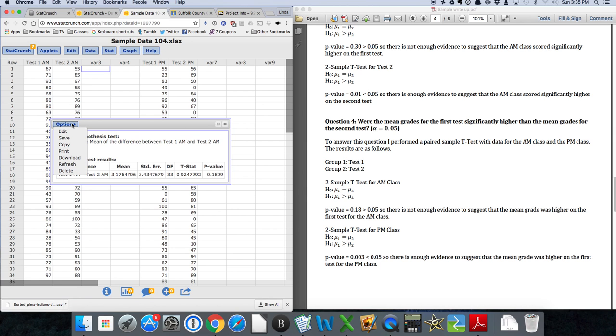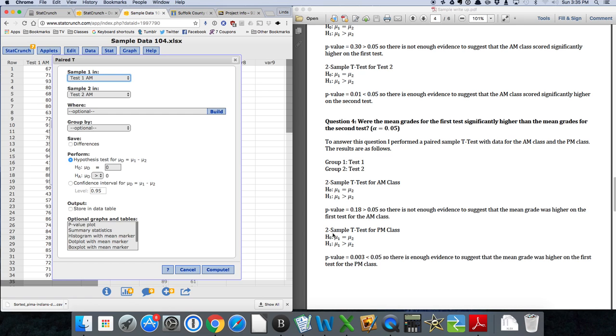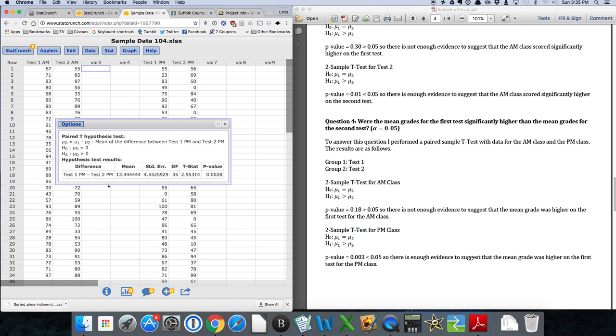Alright. Now I want to do the same test for the PM class, so again I set up my hypotheses, and I'm going to switch this now over to the PM class. Everything else remains the same. That's one of the advantages to just going back and editing. Hit compute, and again everything else here is right. So my p-value is 0.0028, so round that off to 0.003, and that is less than 0.05, my alpha. Alright, so for this one we can reject the null hypothesis. There is enough evidence to suggest that the mean grade was higher on the first test for the PM class. And again, we'll talk about that in a few minutes.